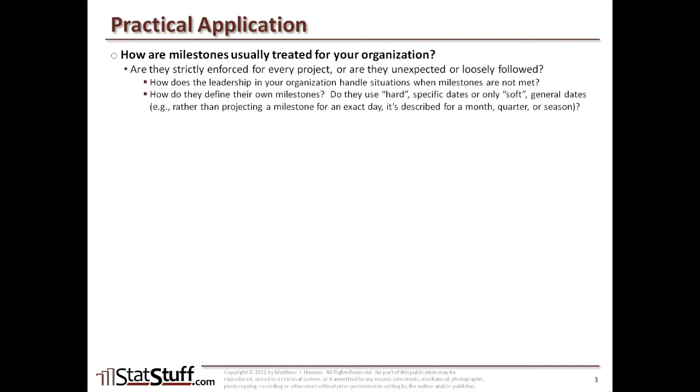That is, do they usually use hard, specific dates, or are they only just soft, generalized type of dates? For example, when they set a milestone, is it something for a future date where there's an exact day that's specified, or they speak of it in terms of this month in this future time, or by this quarter we'll get this thing complete, or by spring or by summer of this particular year is when we're going to complete this? Those are more soft kind of dates that are used. Or again, do they use a specific date. Understanding that can help you to understand the type of milestones you might need to set for your particular project so you're meeting their expectations.